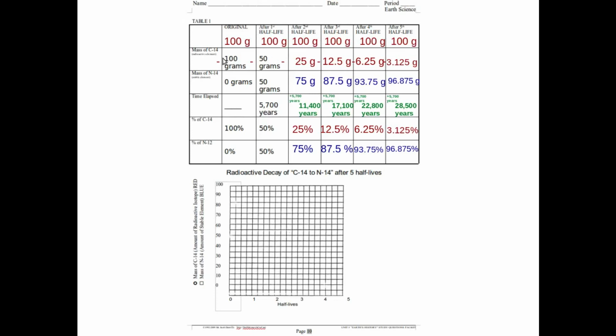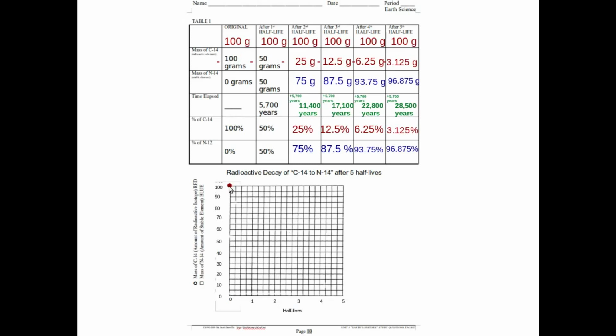And for carbon-14, we'll be plotting these numbers with respect to that time. And for nitrogen-14, we'll be plotting these stable numbers with respect to each half-life. So to begin, we'll go to 0. And our first amount for carbon-14 is 100 grams. So we'll go to 0, and we'll go all the way up to 100. And we'll put a little dot.